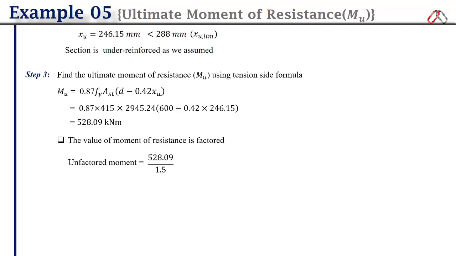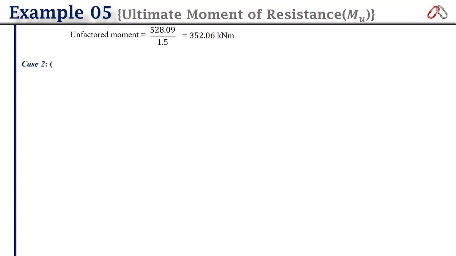528.09 upon 1.5. Here 1.5 is the partial safety factor that we use for load. The final value is 352.06 kilonewton meter. Now move to the second case, where 8 bars of 25 mm diameter are given.